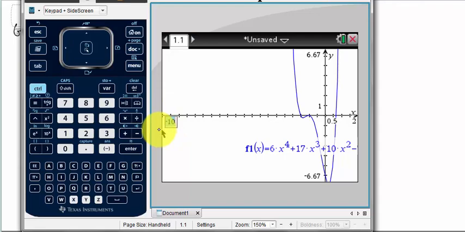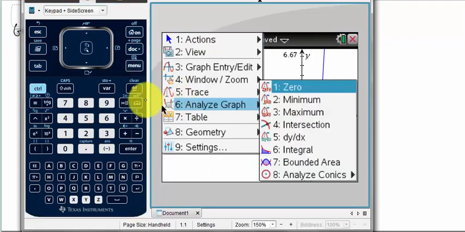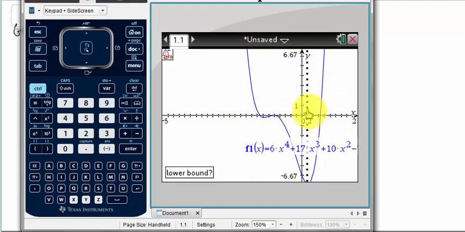And let's make this be negative 5. There we go. Now I can see a little bit better what my roots are going to be. And now we just go in and we analyze the graph. We want the zeros. You might recognize that as being, oh, 2/3. Look at that.